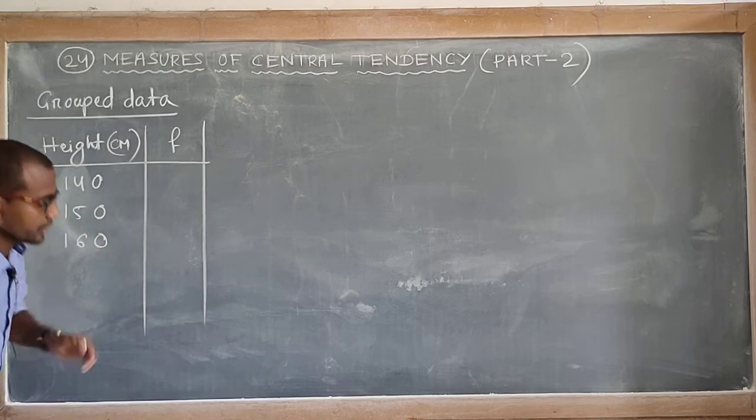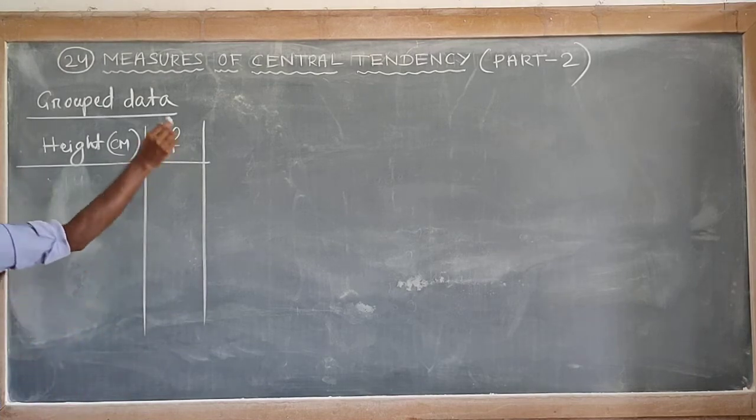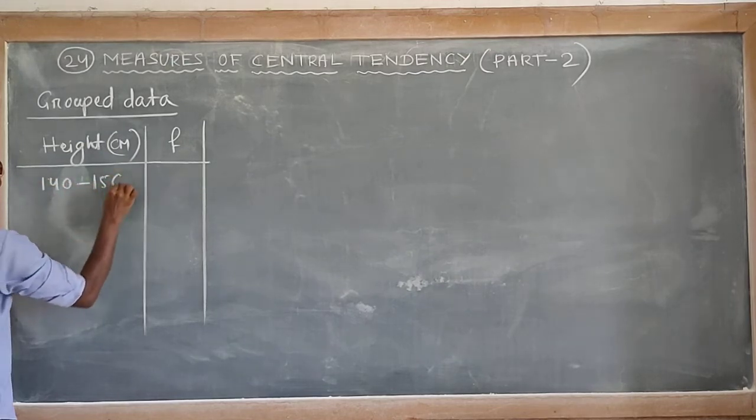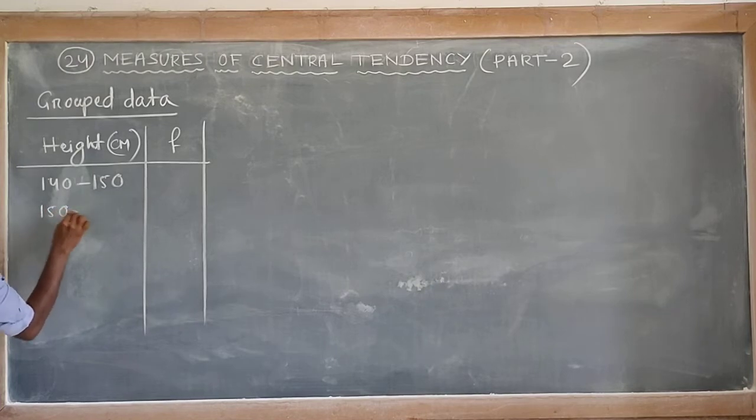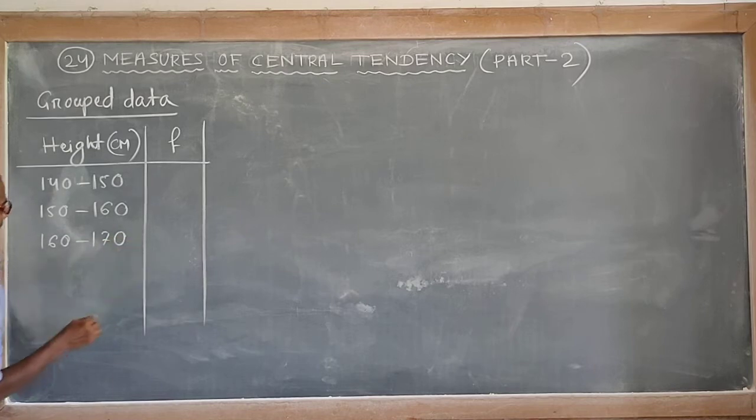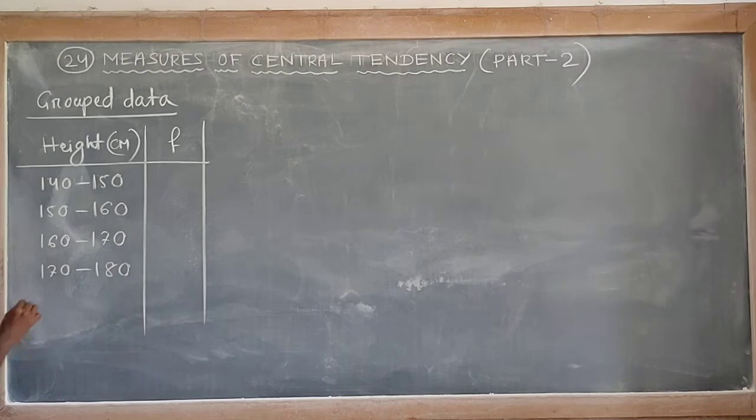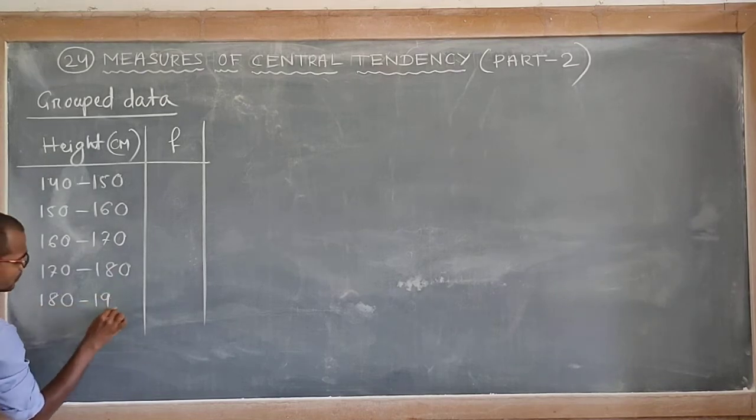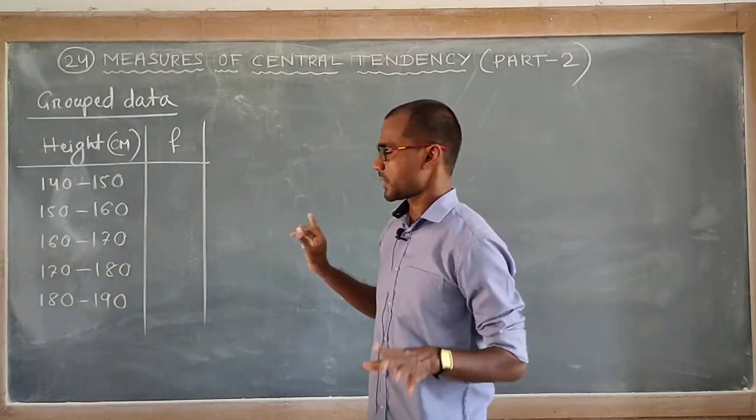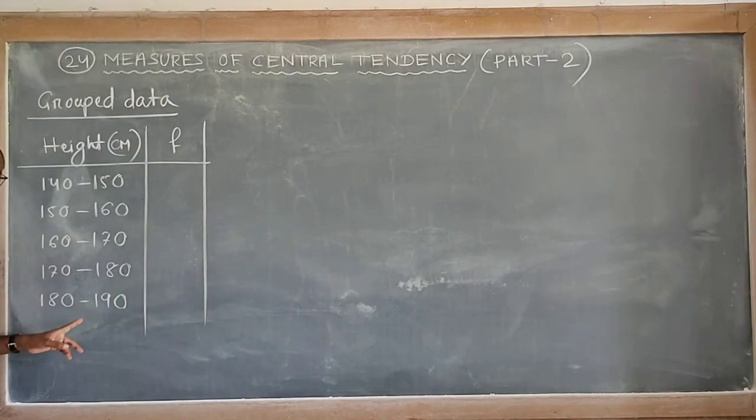Sorry, this is grouped data. So 140 to 150, 150 to 160, 160 to 170, 170 to 180. Suppose last one is 180 to 190. I don't think any child will be more than 190 cm. So till 190 I am taking. It is around 6 feet.